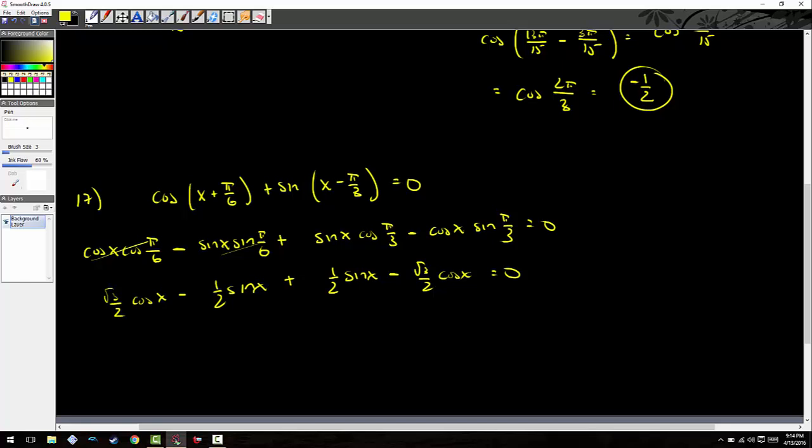Well, let's see what happens here. I got a negative 1/2 sine x. I got a positive 1/2 sine x. Those guys can effectively knock each other away. Rad 3 over 2 positive of cosine and a rad 3 over 2 that's negative cosine. Those effectively go away. I end up getting 0 equals 0, and that's how you do this identity. Okay, cool. Let's keep moving.